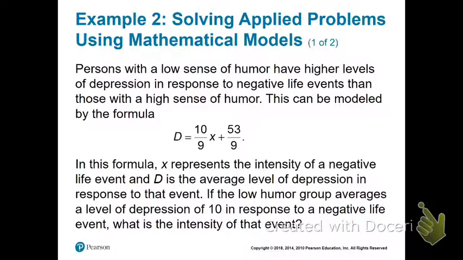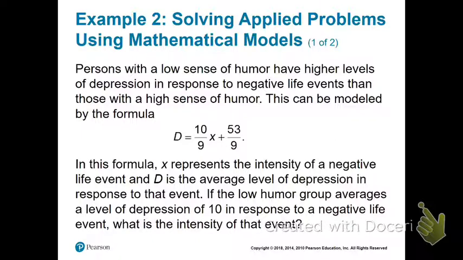In this formula, x represents the intensity of a negative life event, and D is the average level of depression in response to that event. If the low humor group averages a level of depression of 10 in response to a negative life event, what is the intensity of the event?